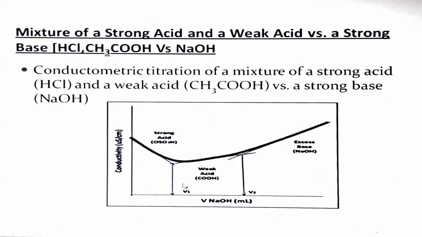So this is the beauty of this titration. If we are taking a mixture of two acids, we can separately find out how much volume of NaOH is required for the complete neutralization of HCl. Till here, whatever volume is required, that is required for the complete neutralization of HCl, and how much volume of NaOH is required for the complete neutralization of the weak acid we can also determine. By the conventional method, we cannot determine separate volumes. So this is the conductometric graph of a mixture of strong acid and weak acid with strong base.